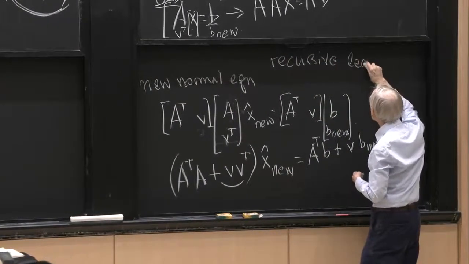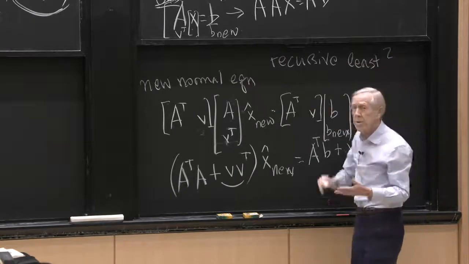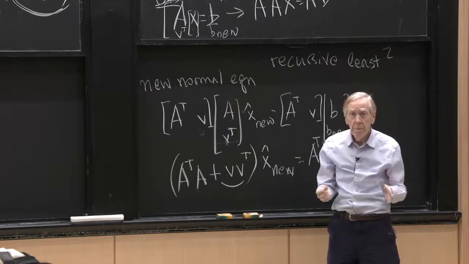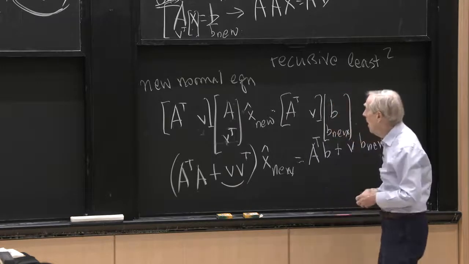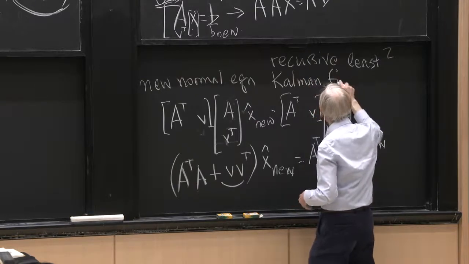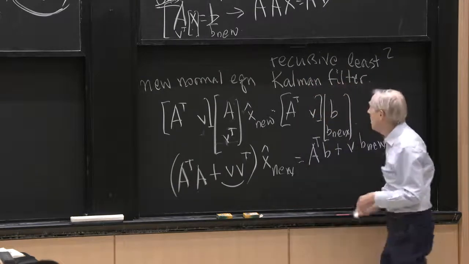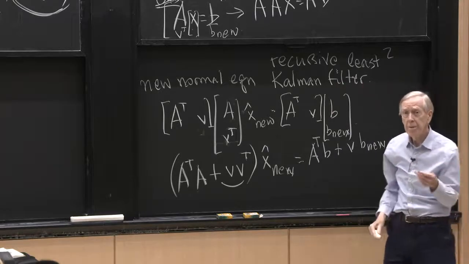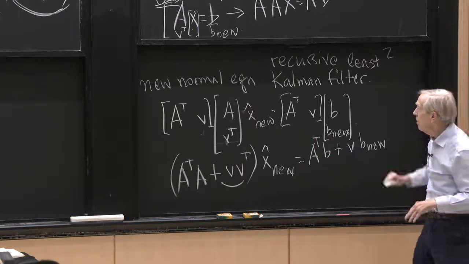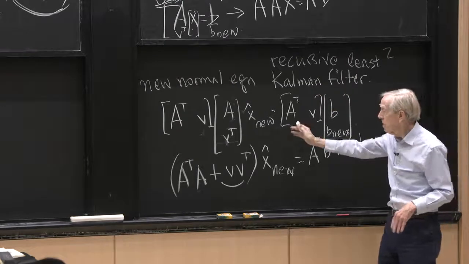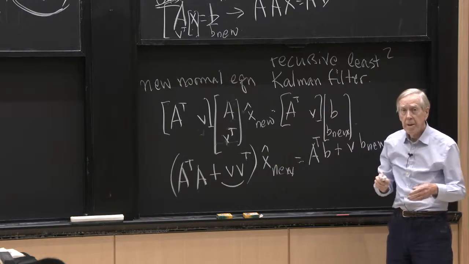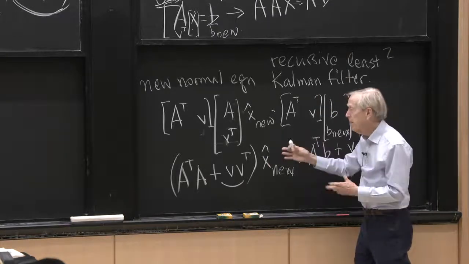Recursive least squares. What I mean by recursive is new data comes in, it changes the answer, but it doesn't change our method. And then the Kalman filter is a very, very big deal in guidance. If you're sending up a missile, a satellite, you track it, you do just what I've been discussing here. But the Kalman filter has more possibilities built in than this one.